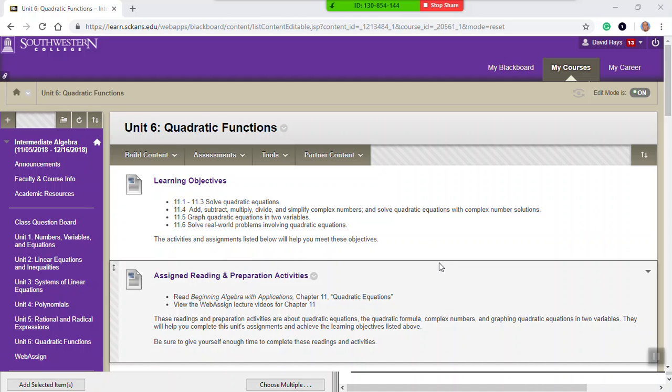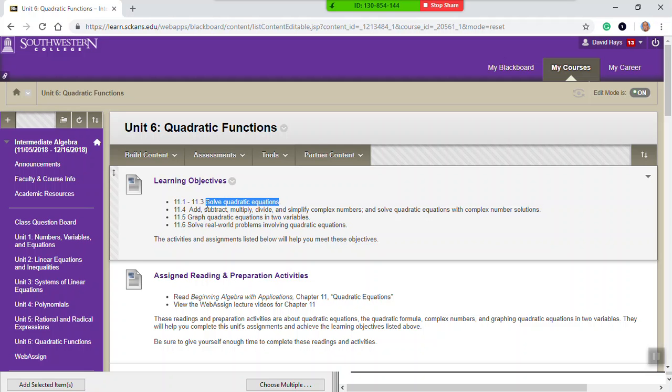Let's take a look at Unit 6, quadratic functions. Now, first learning objective is solving quadratic equations. Quadratic means the highest power, it's a polynomial of course, but the highest power is 2, so x squared. You don't have an x to the third or x to the fourth or anything higher.